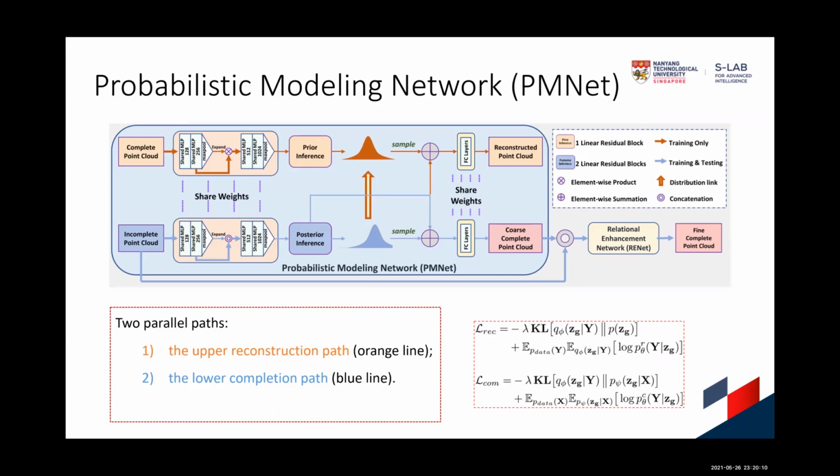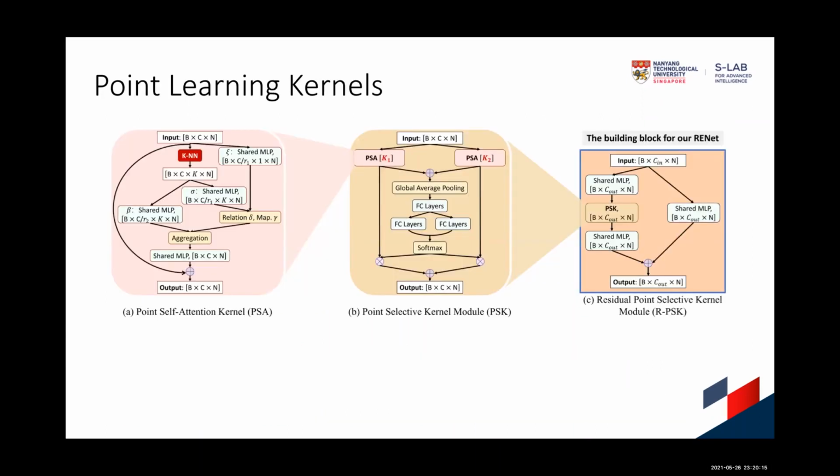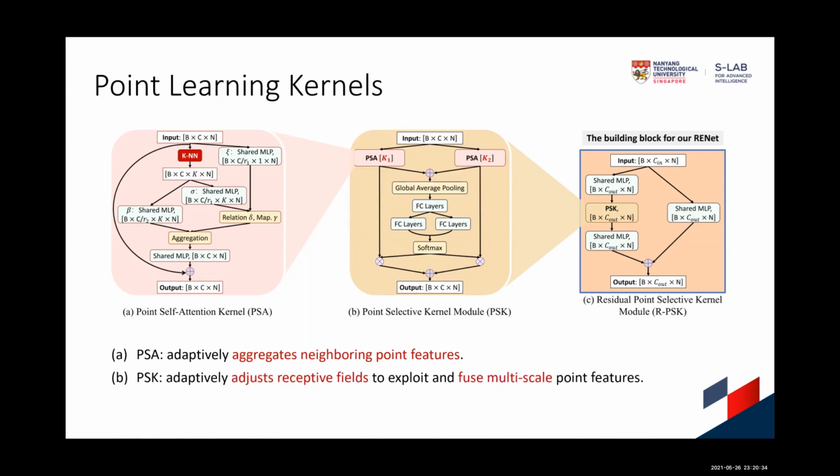Subsequently, our RENet adaptively exploits relational structure properties to predict the fine complete point cloud. We propose many novel modules for adaptively learning multi-scale point features. PSA uses self-attention to adaptively aggregate neighboring point features. PSK has multiple parallel PSA modules with different scales, which can adjust receptive fields for adaptively fusing multi-scale point features. By adding a residual link, we construct the RPSK module, which is a basic building block for RENet.